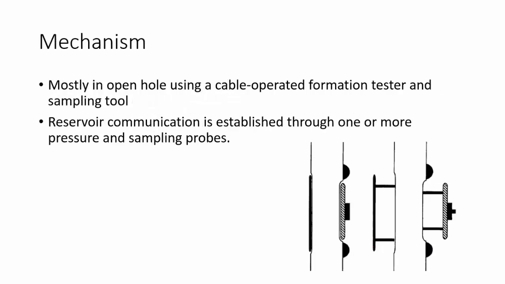The mechanism of wireline formation tests. Wireline tests are performed mostly in open hole using a cable-operated formation tester and sampling tool positioned at depth, while reservoir communication is established through one or more pressure and sampling probes.